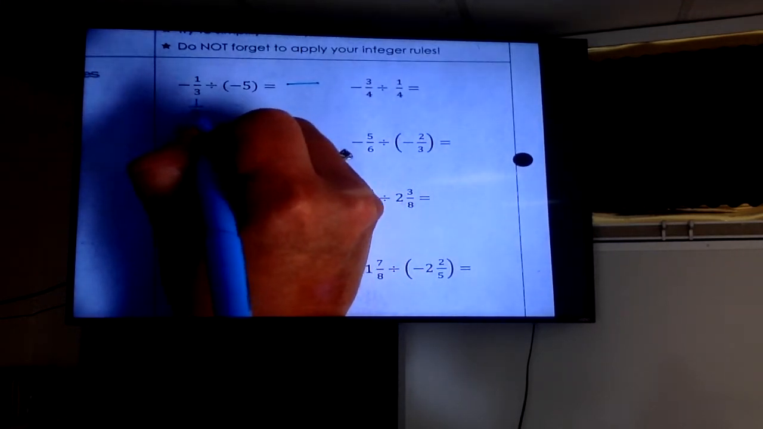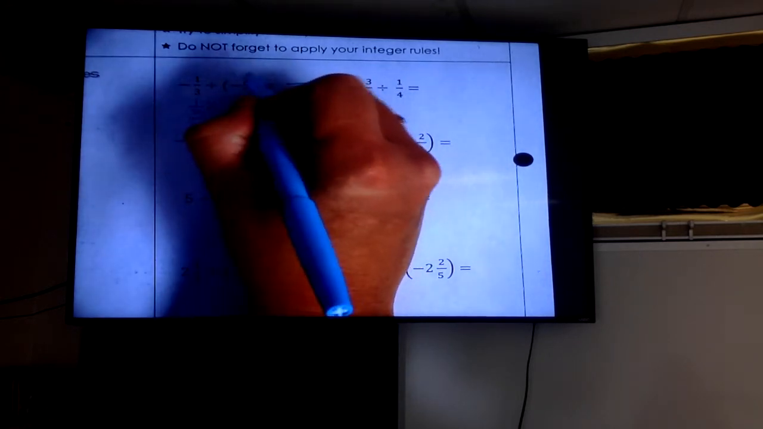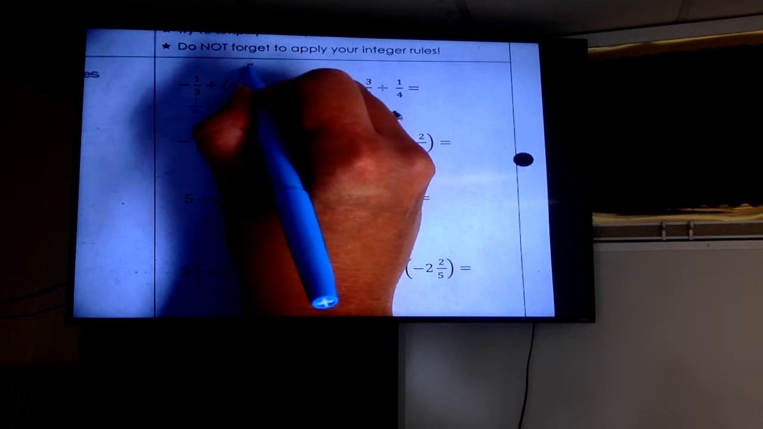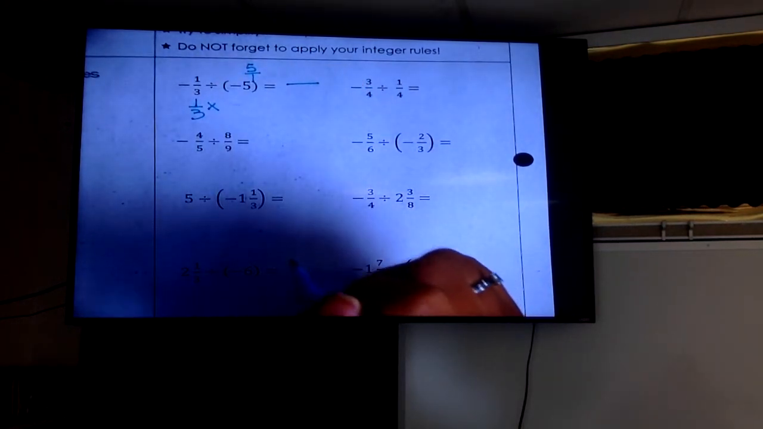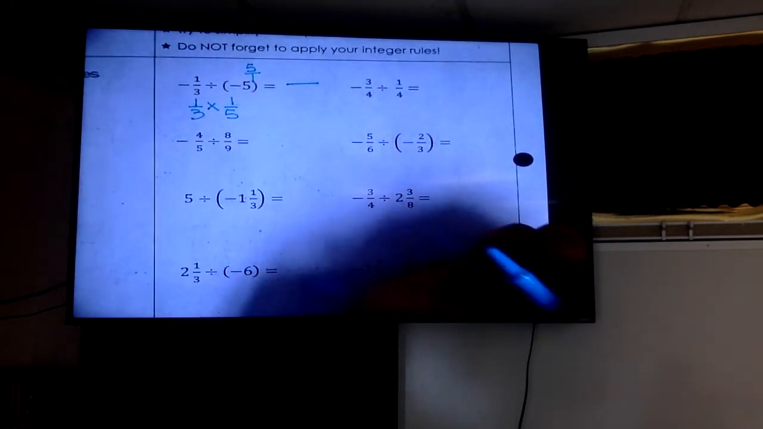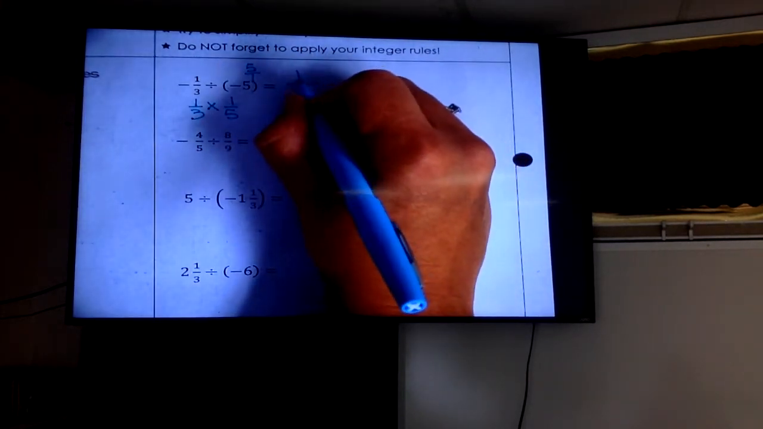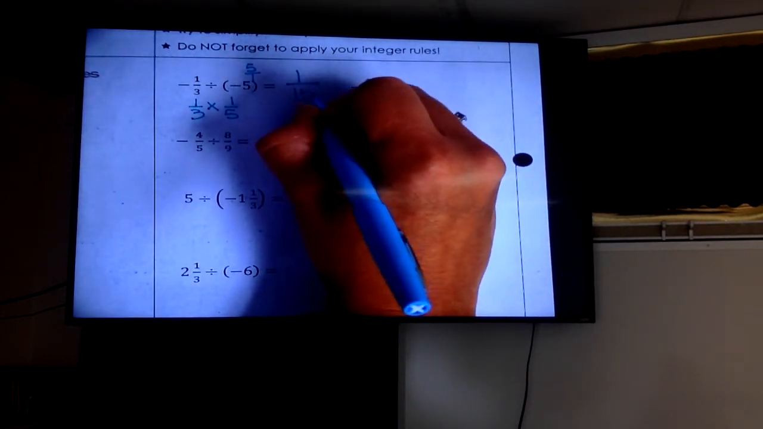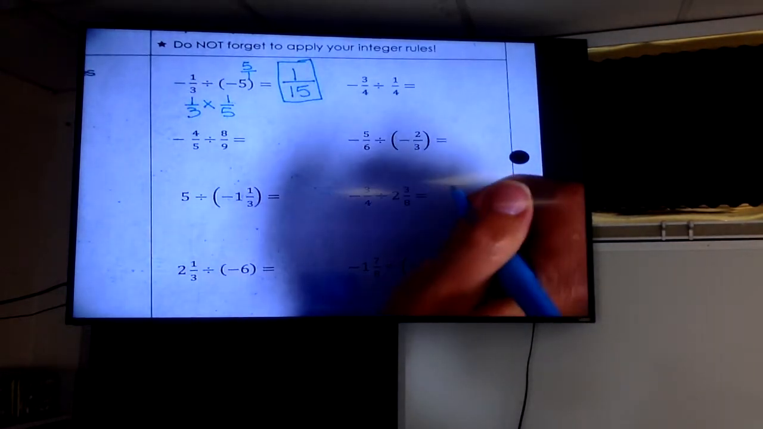So keep the 1/3, change to multiplication. This is 5, so that's really 5 over 1. I might write that next to it, and then when I flip it, it becomes 1 over 5. Nothing I can simplify, so 1 times 1 is 1, and 3 times 5 is 15. My answer is 1/15.